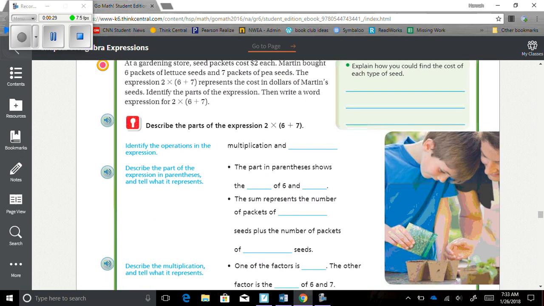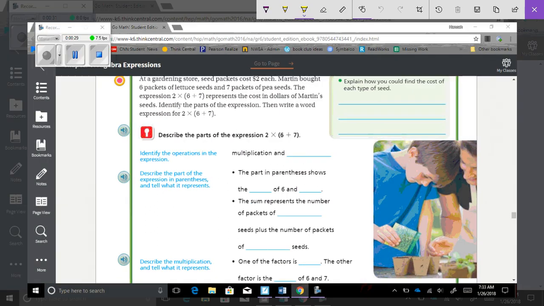At a gardening store, seed packets cost $2 each. Martin bought 6 packets of lettuce seeds and 6 packets of pea seeds. The expression 2 times 6 plus 7 represents the cost in dollars of Martin's seeds. Identify the parts of the expression. Then write a word expression for 2 times 6 plus 7. Okay, so first we're going to describe those parts. Identify the operations in the expression. All that means is to identify what we're doing. Okay, so multiplication and the other sign is addition.